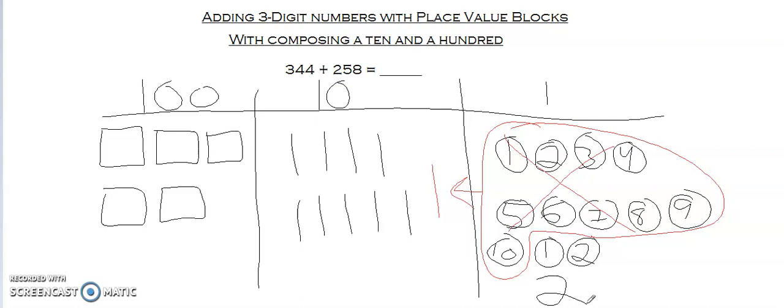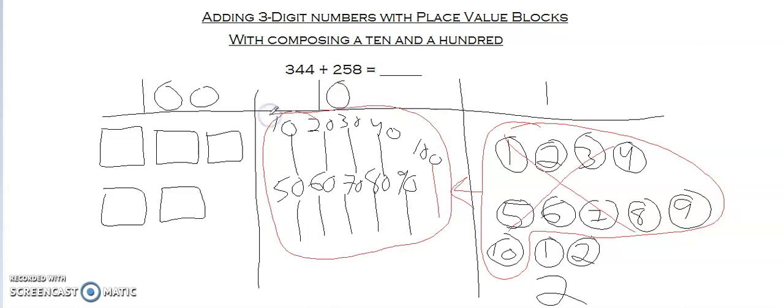Now I'm going to count my tens. 10, 20, 30, 40, 50, 60, 70, 80, 90, 100. I got to 100 in the tens place. I have 10 tens, so I'm going to circle those 10 tens and compose a 100. I'll draw 100. In this case, I have no tens left, so I'm going to put a 0 here so I remember that I have no tens left after I composed my 100.